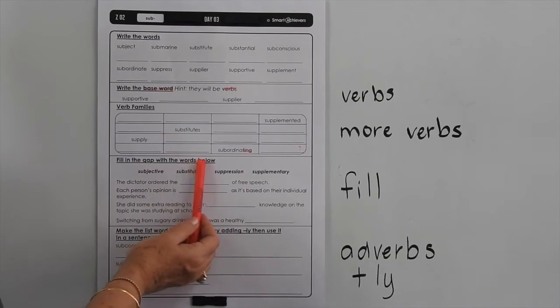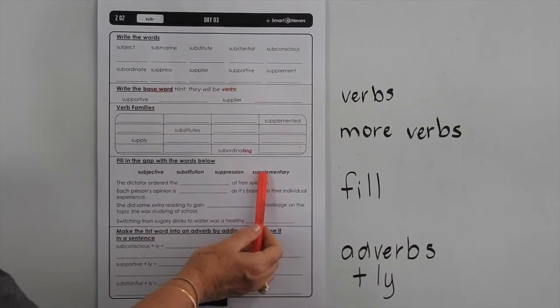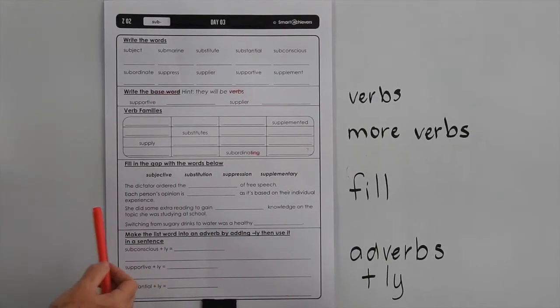Fill in the gap with the words below. You've got subjective, substitution, suppression and supplementary. You have to use those words once to fill in each of those sentences.